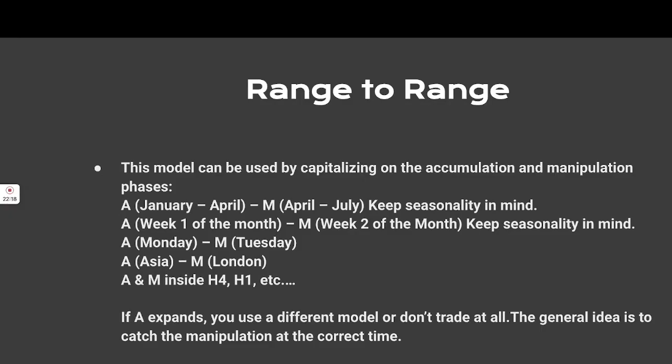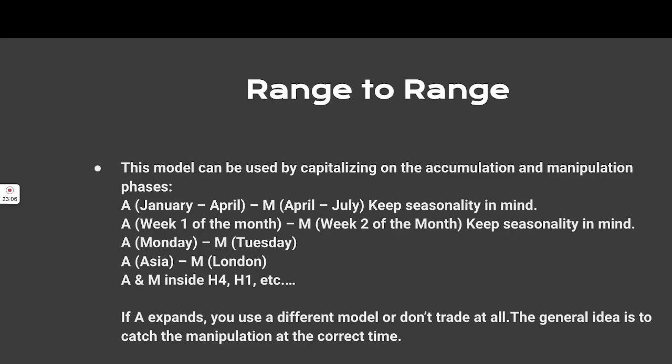This model can be used by capitalizing on the accumulation and manipulation phases. This means you will need to know when exactly do the accumulation and manipulation phases occur. Accumulation occurs between January to April, and manipulation occurs between April to July. Keep seasonality in mind. Accumulation occurs throughout week 1 of the month, and manipulation occurs throughout week 2 of the month. Once again, keep seasonality in mind.